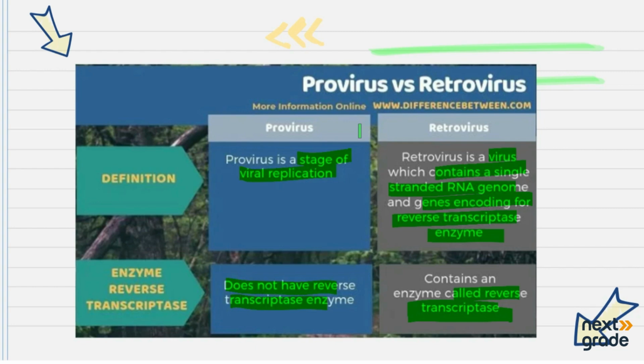The provirus is only a stage of viral replication, but the retrovirus is a whole virus containing a single stranded RNA and genes that encode the reverse transcriptase enzyme. Similarly, the provirus doesn't have the reverse transcription enzyme, but the retrovirus does contain an enzyme called the reverse transcriptase enzyme.